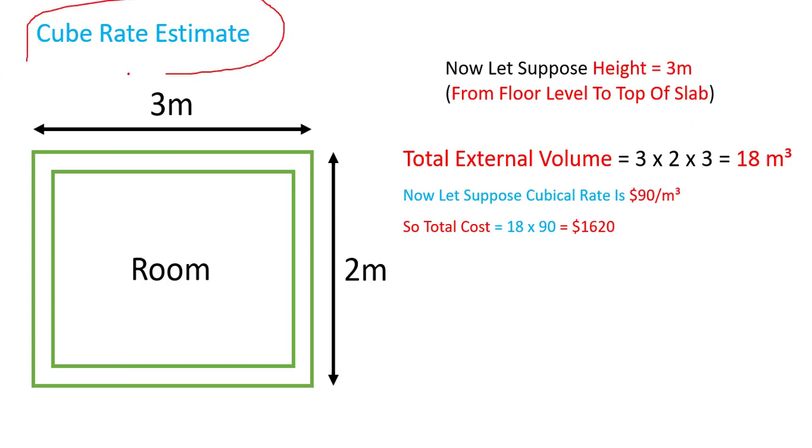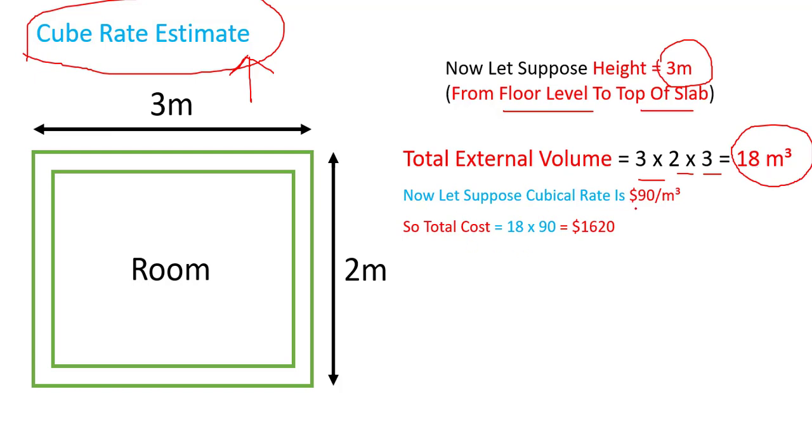The next one is cubic rate estimate. In this estimate we will add height also. We need to just find out the total volume. Let's suppose this is our room, and we have these external dimensions as 3 meters by 2 meters. So the plinth area will be equal to 6 meters square, and the height of this building is 3 meters, from floor level up to the slab. Now the external volume will be 3 multiplied by 2 multiplied by 3 as height, which gives us 18 meter cube. So this is the cubical rate estimate, and this is a total of 18 meter cube.